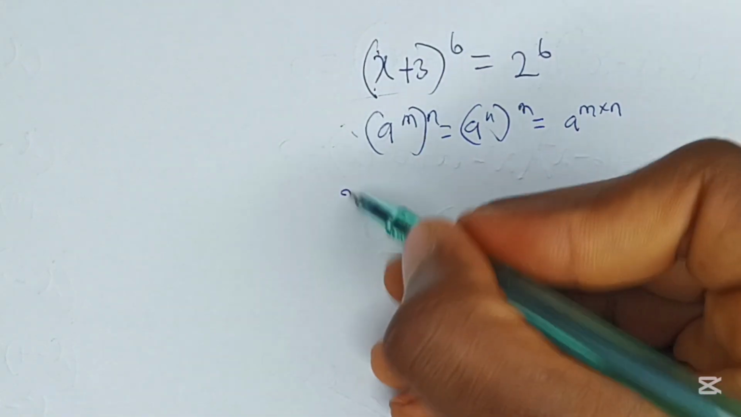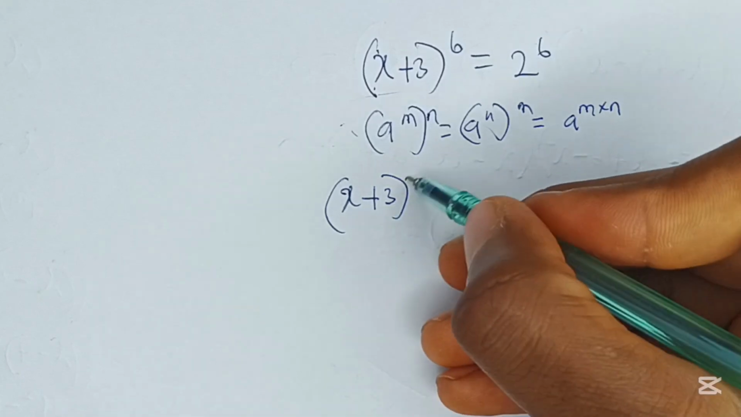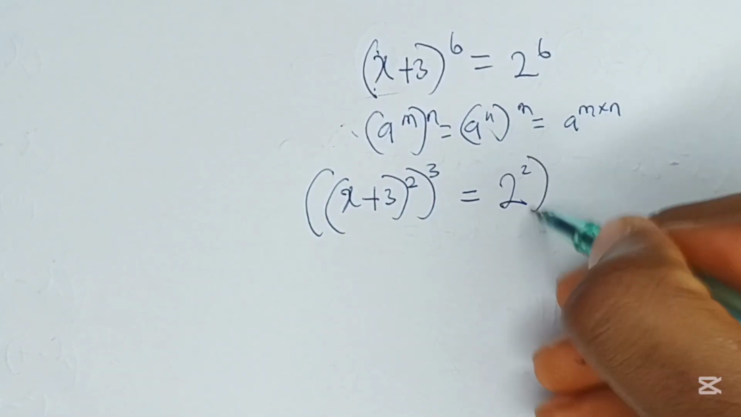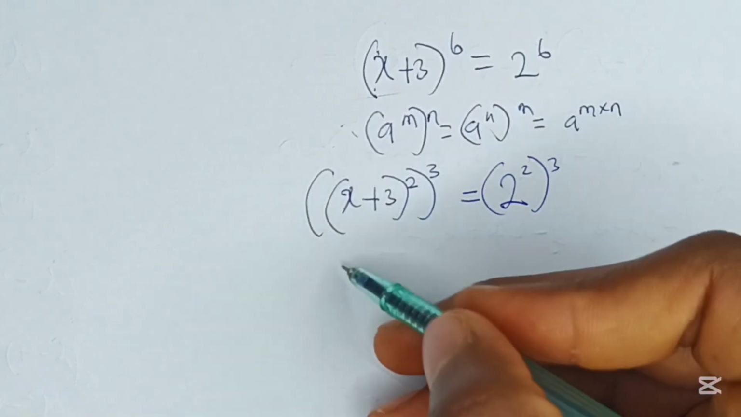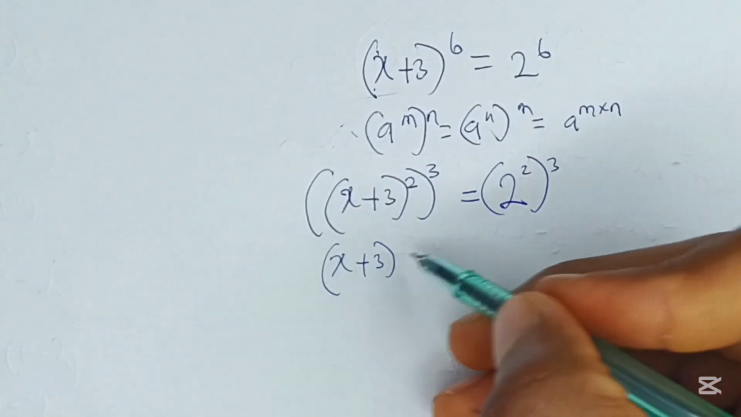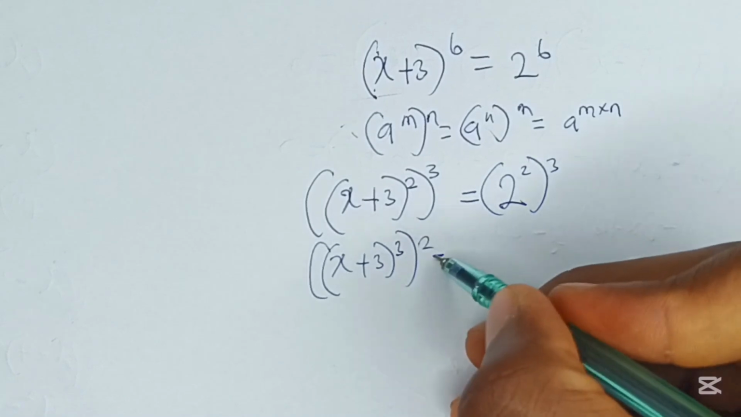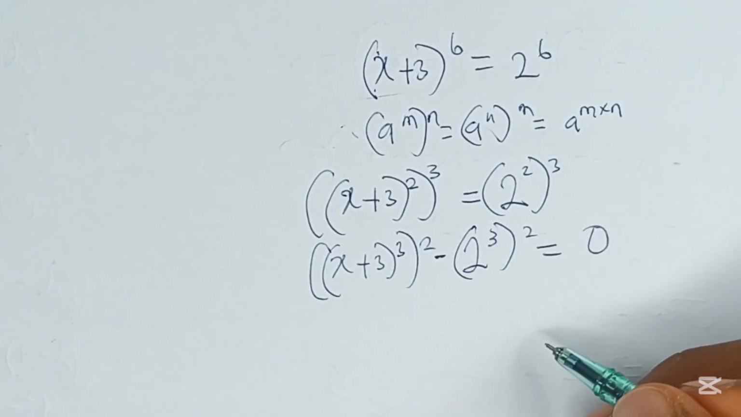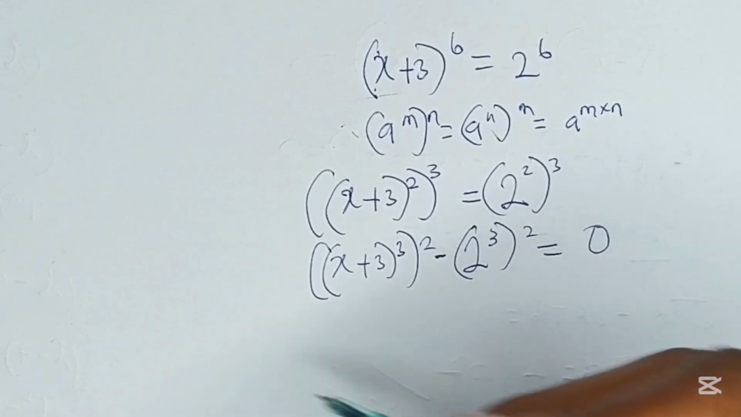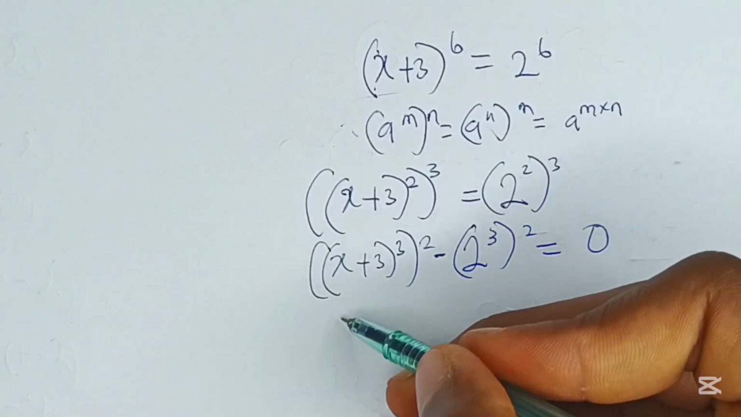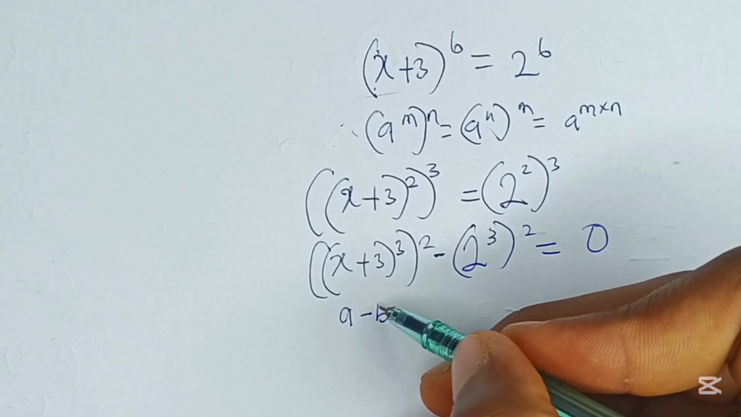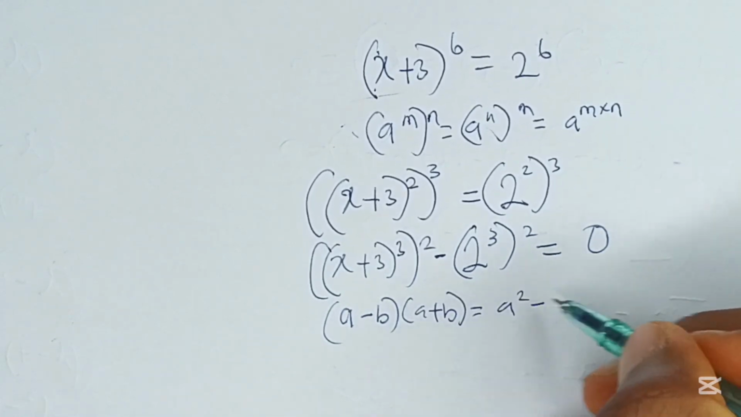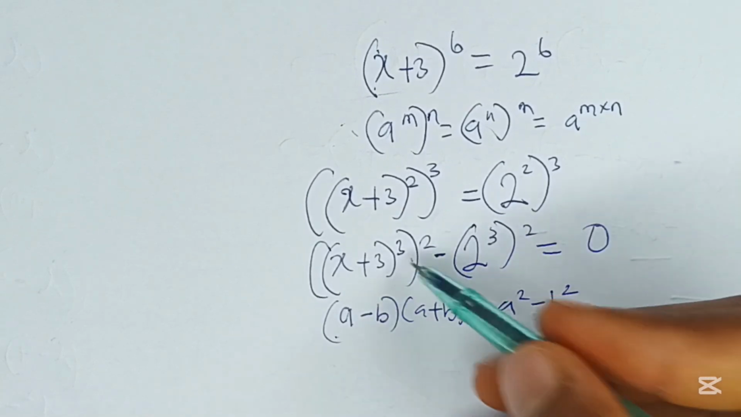From here we have ((x + 3)^2)^3 equal to (2^2)^3. We can also write this as ((x + 3)^3)^2 minus (2^3)^2 equal to 0. Okay? Moving on from here, this is a difference of two squares. We can use (a - b)(a + b) equal to a^2 - b^2. We can use this relation to solve this.